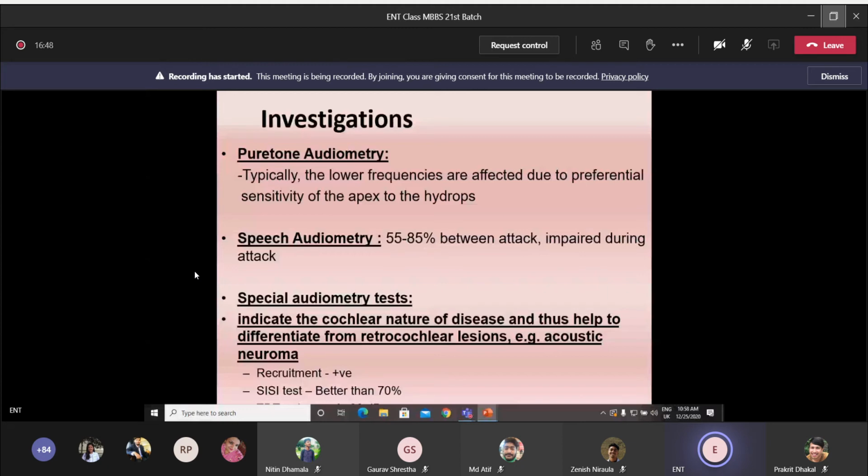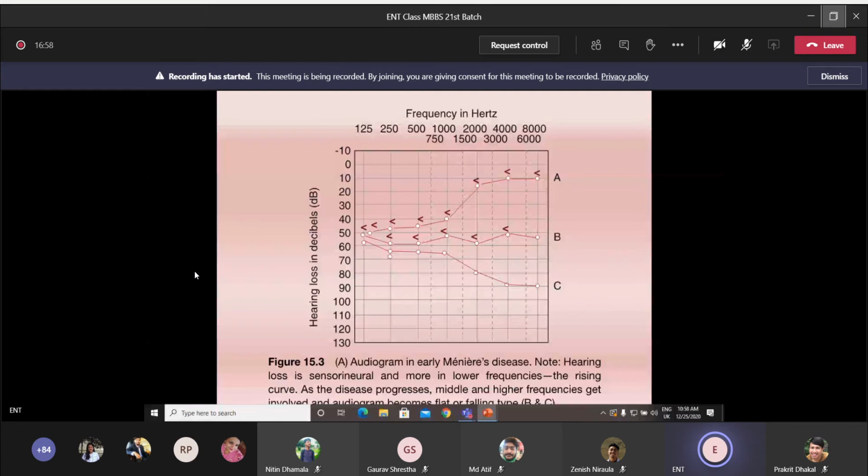So what do you see? There's a low frequency sensorineural hearing loss that you can see. This is the audiogram, and in the initial stage, these are the low frequencies. So you see the upsloping curve. So there's a low frequency hearing loss.